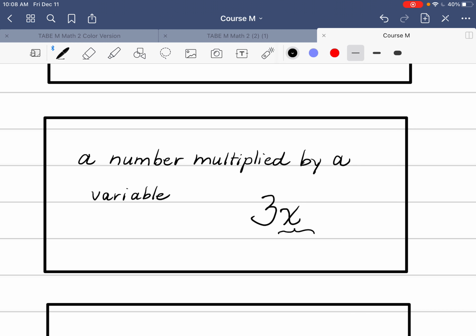The x is the variable. It's the letter. The coefficient is the 3. It's the number that's stuck to the letter. This is saying 3 times x. The 3 is the coefficient. So a coefficient will always be attached to a letter, to a variable. So here are some examples.